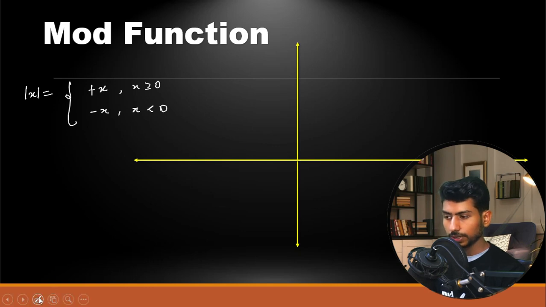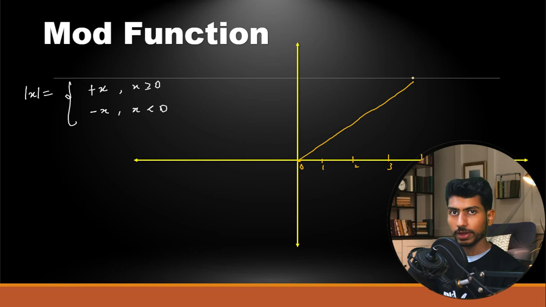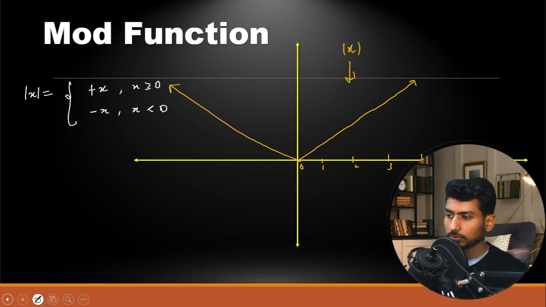So if I represent its graph, then for all the values which are greater than 0, from this point onward, 0, 1, 2, 3, 4, the value is positive x. Basically it is like a straight line which we made before for some function. And when x is less than 0, then it is minus x. So this will go like this. So the mod x graph will look like this one. Understood?